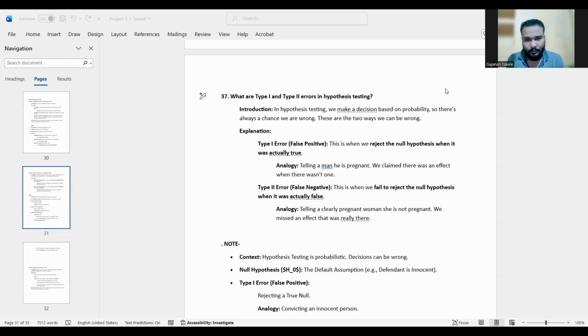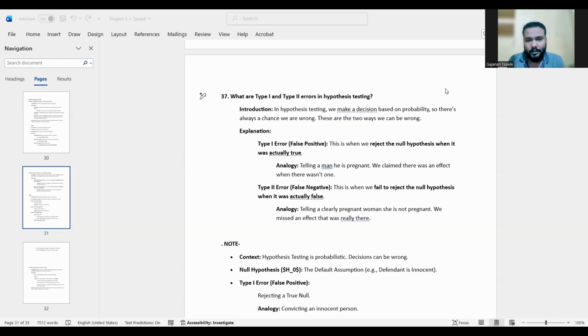Let us understand type 1 and type 2 error by an example. Think of a courtroom. In a trial, the null hypothesis is the defendant is innocent. We need evidence to prove otherwise. So first is a type 1 error. This is a false positive. This happens when we reject a null hypothesis or primary assumption, even though it was actually true.